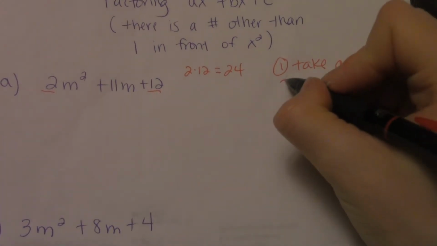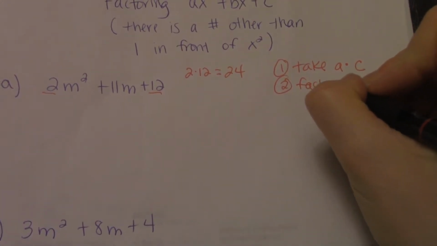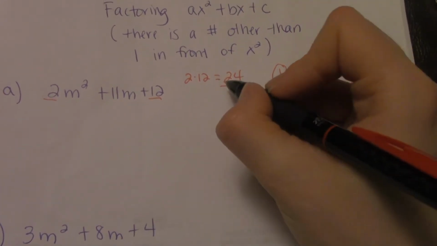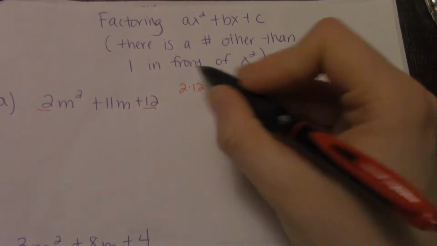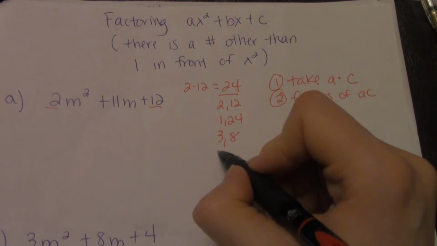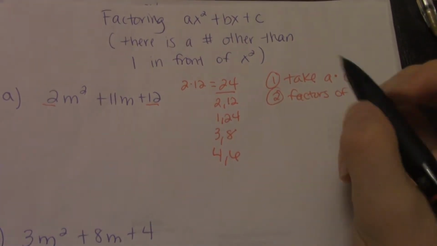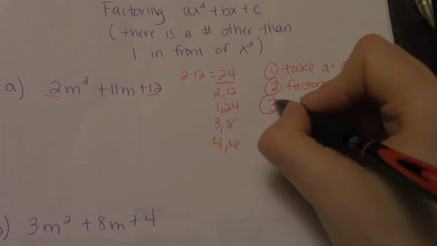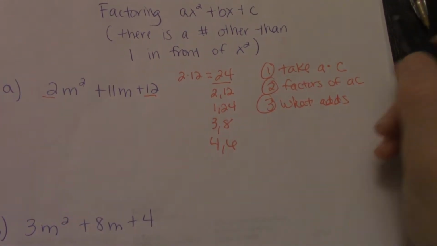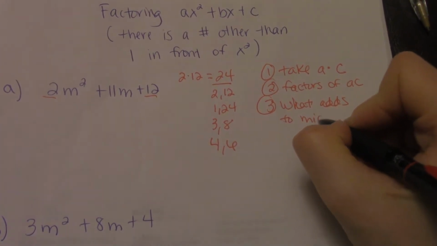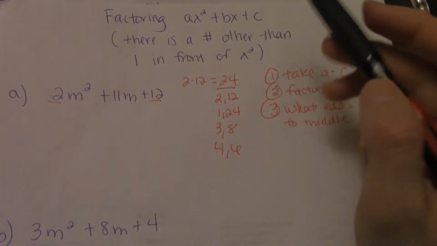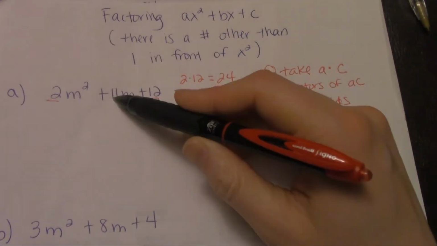So my second step, factors of AC. So factors of 24 are 2 and 12, obviously we just use those. 1 and 24, 3 and 8, and 4 and 6. What adds to the middle, just like when there's not an x squared or an a in front, do the same thing. So 3 and 8 add to 11.